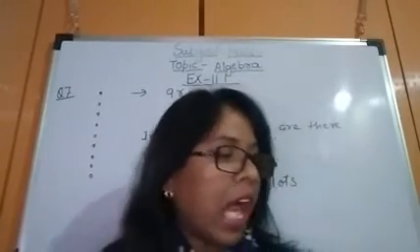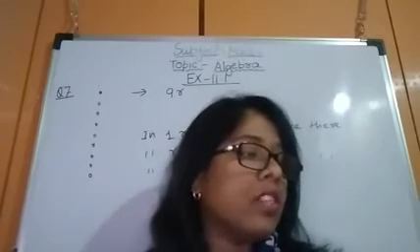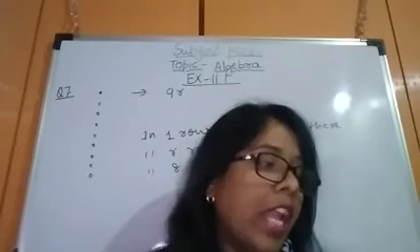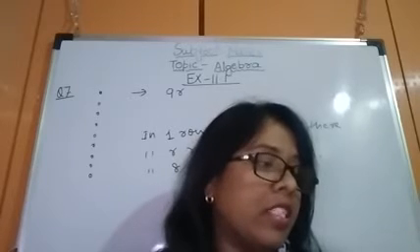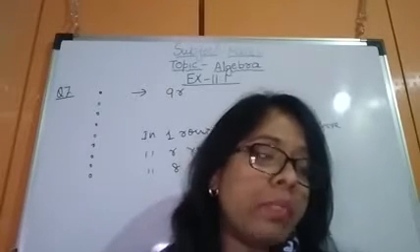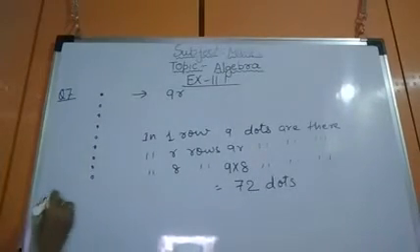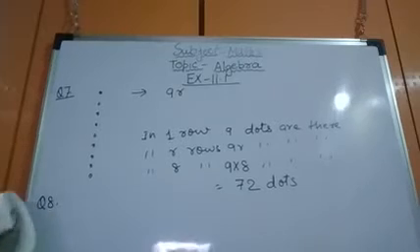Leela is Radha's younger sister. Leela is 4 years younger than Radha. Can you write Leela's age in terms of Radha's age? Take Radha's age to be x years. Now come to the next question number 8. What is here? Radha's age.